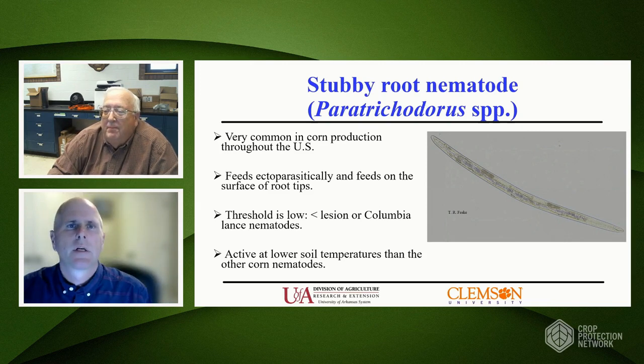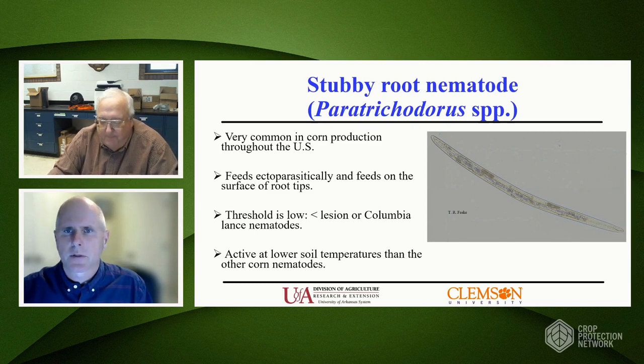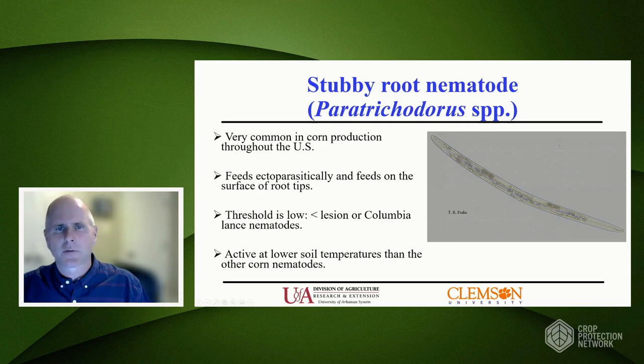Yeah, thanks, John. So the first one is stubby root nematode, Paratrichodorus. There's a couple of different species there. This is the common shape of stubby root nematode. Oftentimes, if you're describing to someone what to look for, it looks like a cigar when you're looking at it under the microscope. As John mentioned, very common throughout the U.S. corn production, found in quite diverse soil textures, but mostly problematic in those really sandy soils.